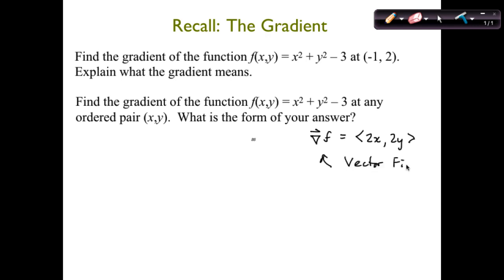So it's a vector field that shows what? Yeah, that vector field gives all the information about the rate of change of the surface. It gives the direction of max rate of change at any point, and magnitude.